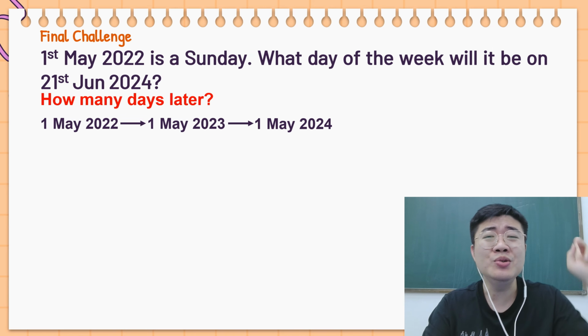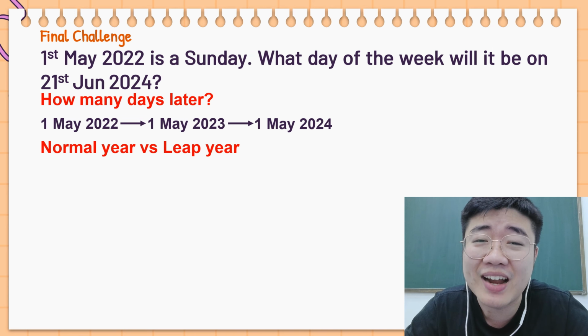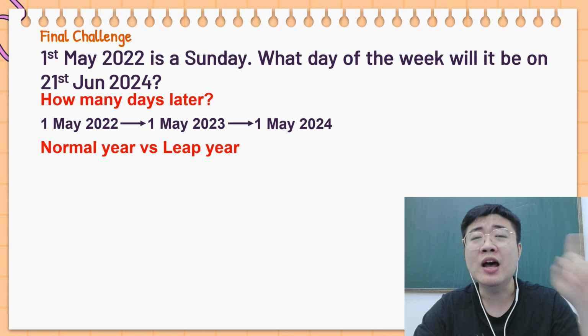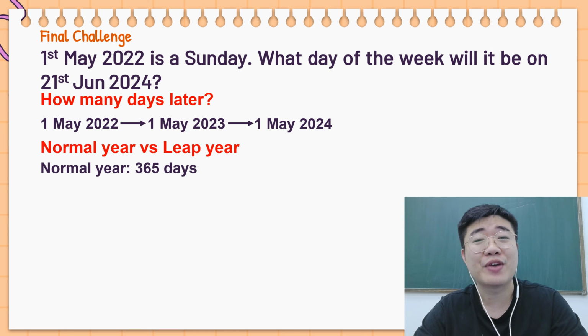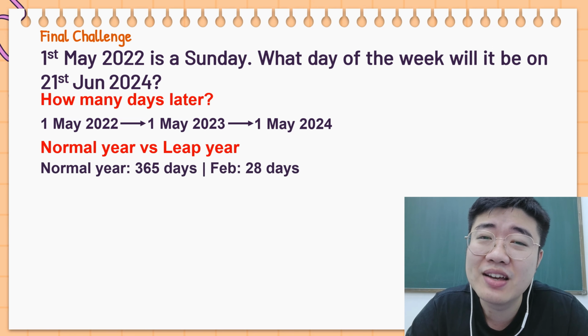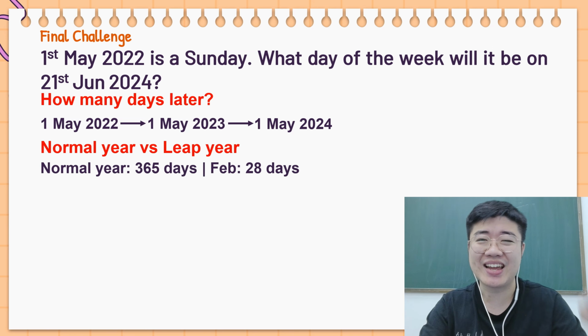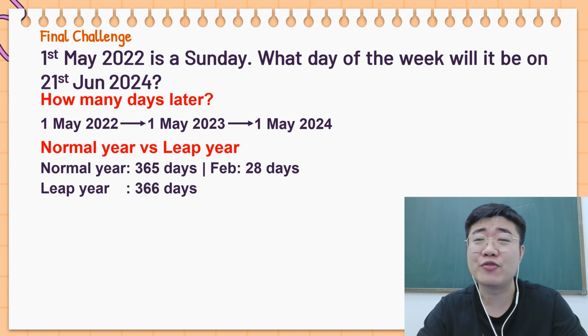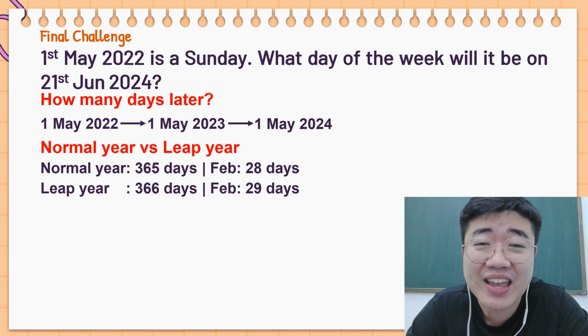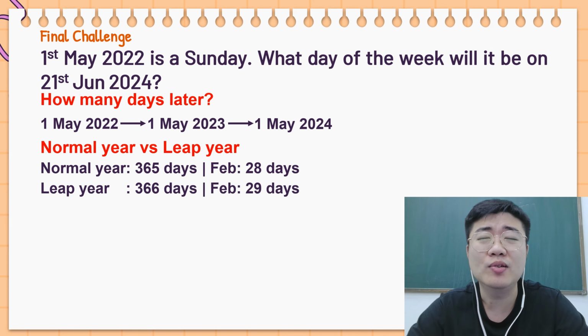So we must know the difference between a normal year and a leap year. A normal year has 365 days, and in February, there are 28 days. For a leap year, how many days are there? Yes, we have 366 days. And for February, we have 1 additional day, so this will be 29 days in total.